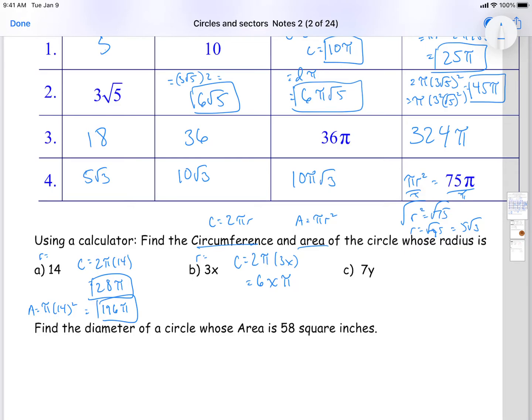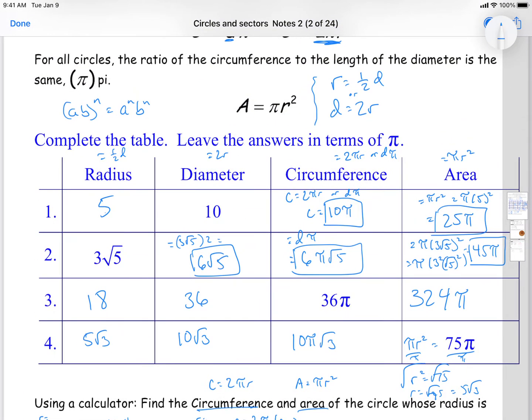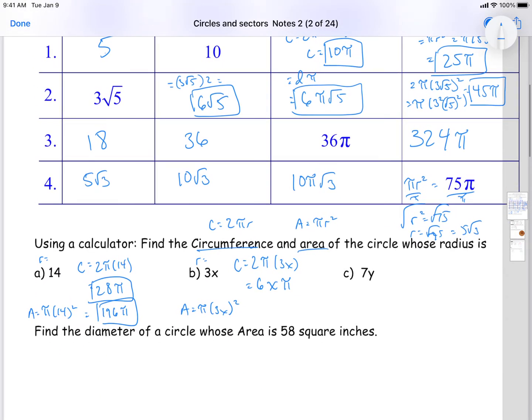So, what I'm going to do now is find my area, which is equal to pi times 3x squared. Now, remember this rule. If I have the parentheses, a times b to the nth power, it's the same thing as a to the n, b to the n. So this actually becomes 9x squared times pi. Okay? Any questions?